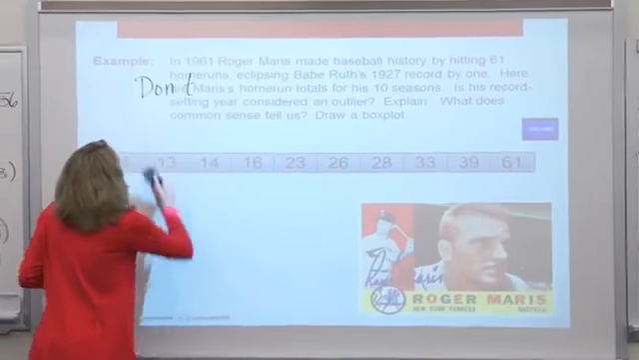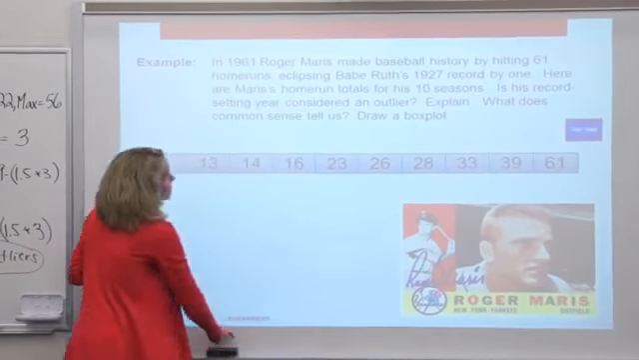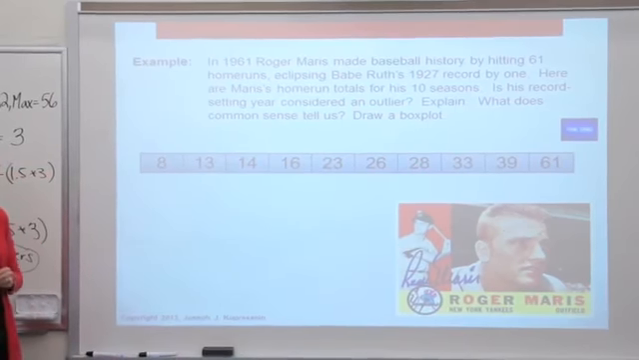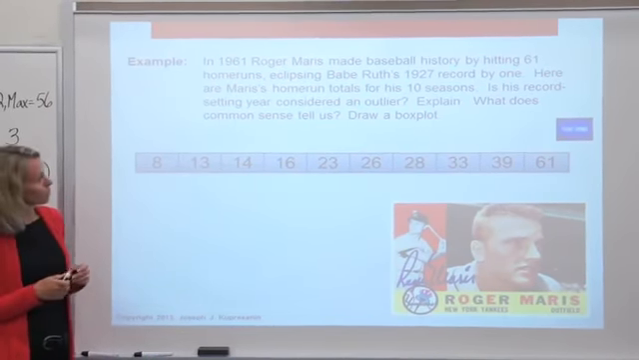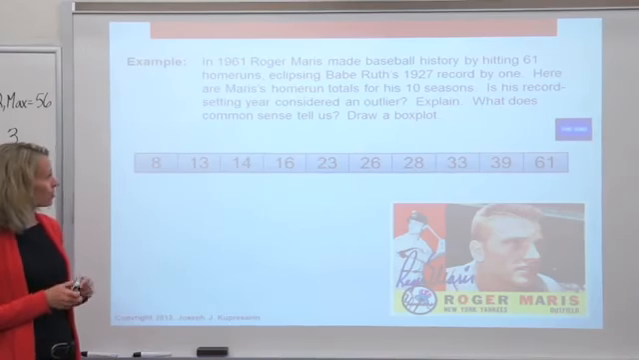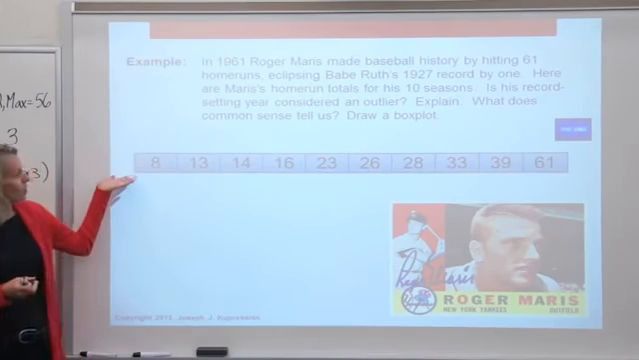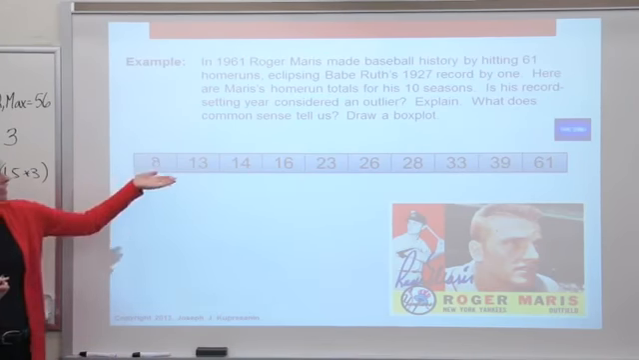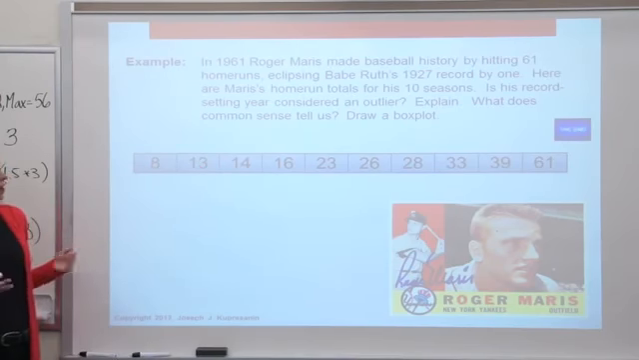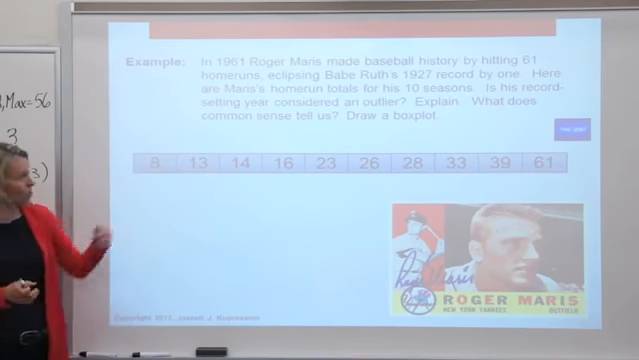Okay, last example. In 1961, Roger Maris made baseball history by hitting 61 home runs, beating Babe Ruth's 1927 record by 1. And so here are Maris's home run totals for his 10 seasons. And we would like to figure out if his record-setting year was considered an outlier. So here are the data.